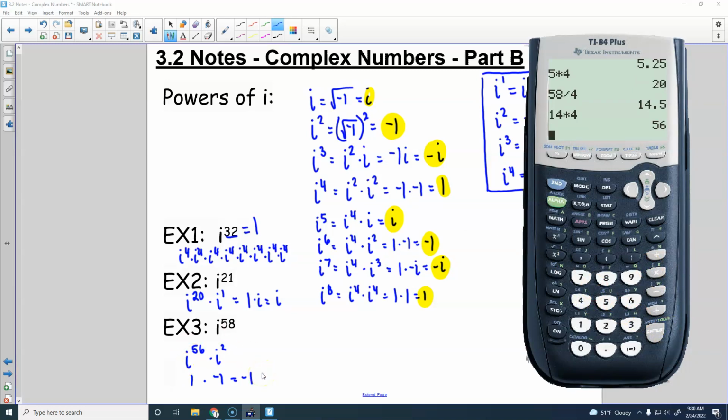You'll also sort of see the pattern. If it's got a 0.25, it's i to the 1st power. If it's got a 0.5, it's going to be negative 1 because that's i squared. If it has a 0.75, that's your i cubed. So that's going to be negative i. And then when you divide it, if it goes evenly, it'll just be 1.